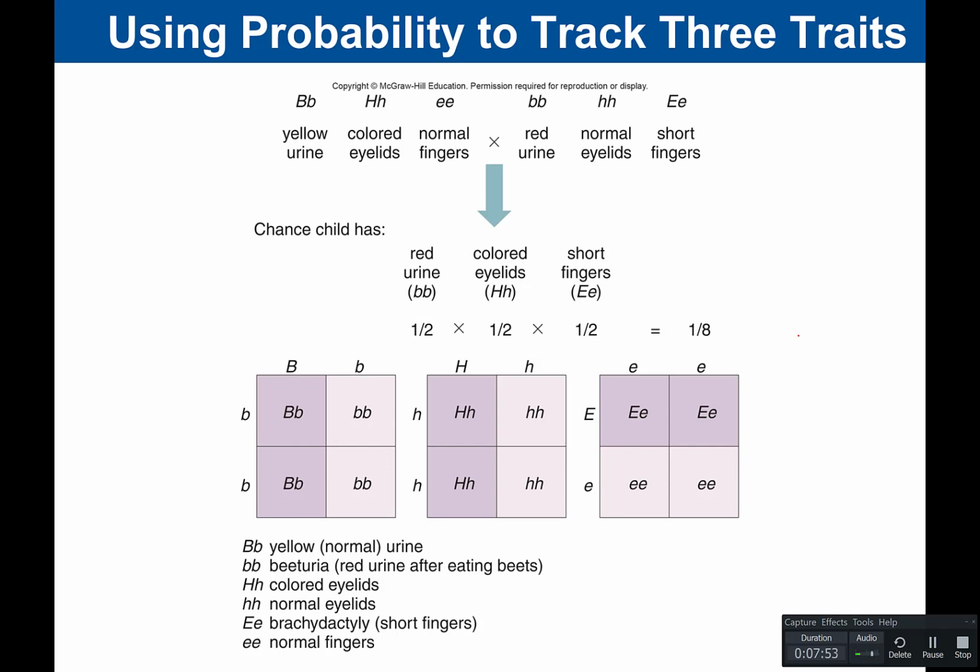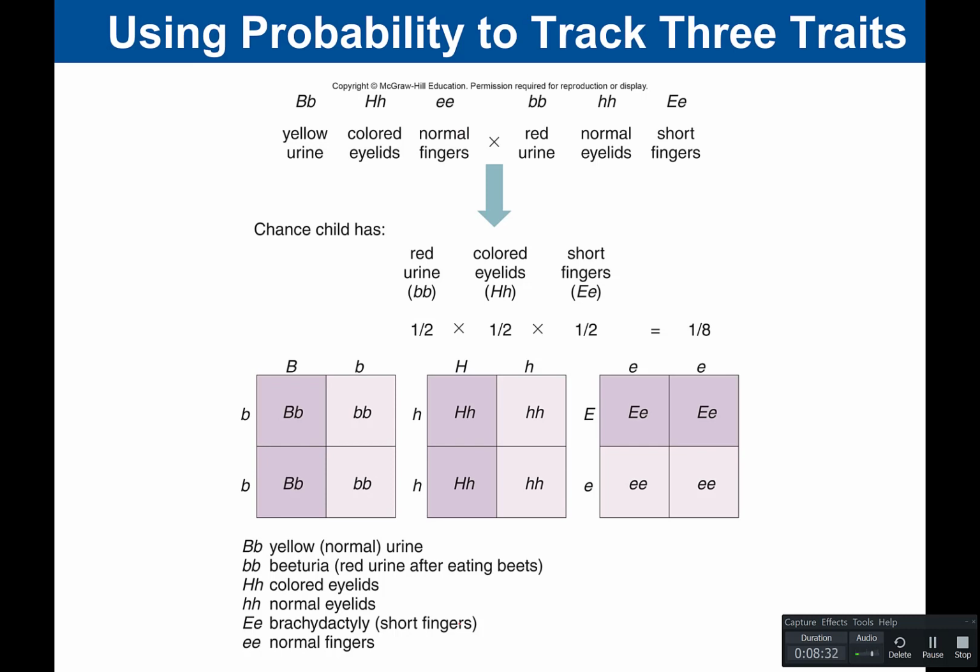So if we are tracking a metabolic disorder that causes people to have red urine, that is recessive. So if we have just normal urine, big B, little b, that's normal yellow urine. Red urine after eating beets would be little b, little b. Big H, little h gives you colored eyelids. Little h gives you normal eyelids. Big E, little e gives you short fingers. Little e gives you normal fingers.